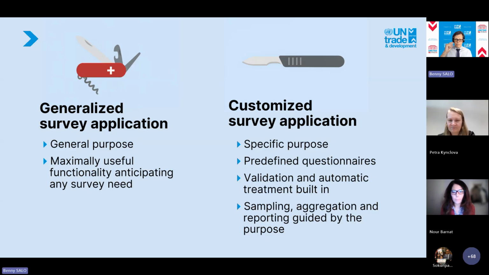which means it has a specific purpose, which makes it more constrained, but also in many respects more helpful. It comes with predefined questionnaires. It comes with validation and automatic treatment in relation to that questionnaire. And it comes with sampling and aggregation and reporting guided by the purpose, the questionnaire, and all the validation rules we have.